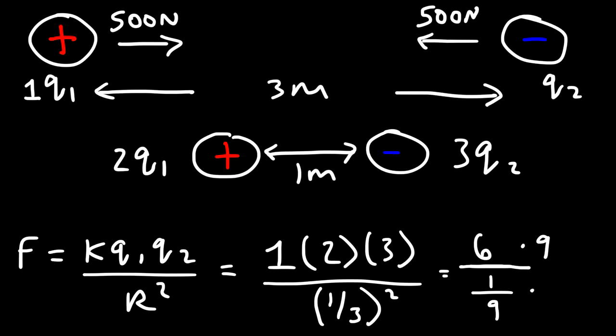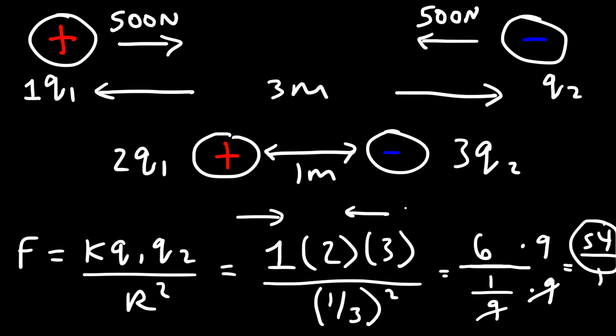Let's multiply the top and the bottom by 9. 6 times 9 is 54. 1 over 9 times 9 is 1. The 9's cancel. So the force will increase by a factor of 54. Now the original force was 500. So the new force acting on these two charges is going to be 500 times 54, which is 27,000 newtons.